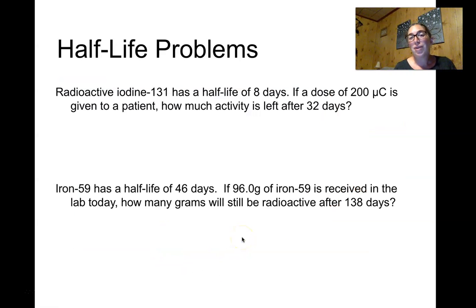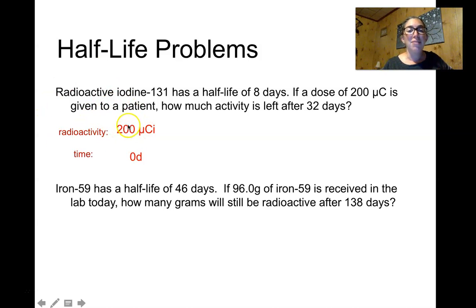So let's do a couple of half-life problems. Again, I like to map these out. We have radioactive iodine, iodine 131, and it has a half-life of 8 days. If you have a dose of 200 microcuries given to a patient, how much activity is left after 32 days? So I'm going to start at day 0, the day we give the patient the dose. We gave them 200 microcuries, okay?